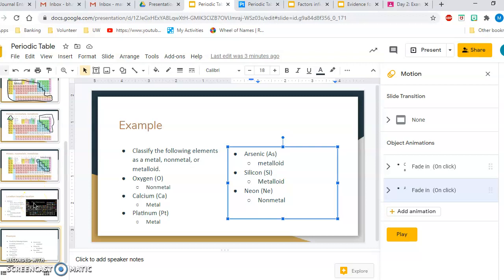So that's what I had for you guys today. It's really important that we are able to use our periodic table to classify where these are at. If you have any questions, as always, please let me know.